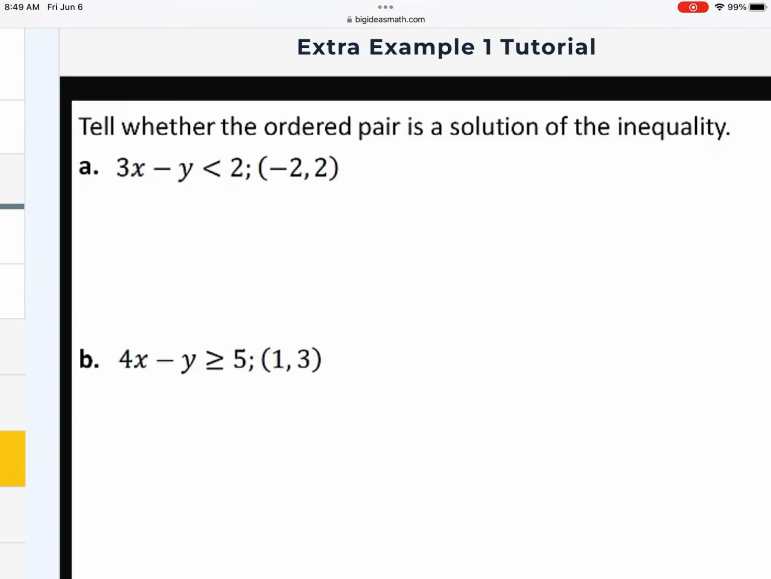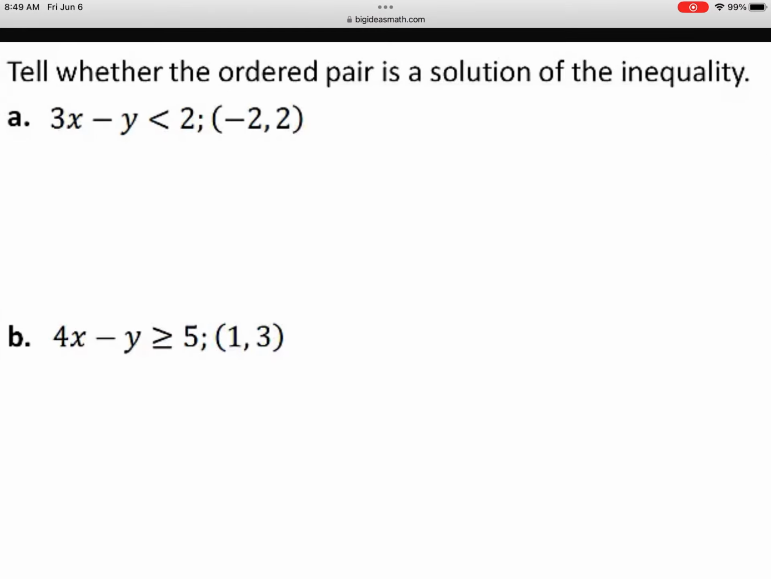Tell whether the ordered pair is a solution of the inequality. Part A. 3x minus y is less than 2. Negative 2, 2. Begin by writing the inequality. Then substitute negative 2 for x and 2 for y.